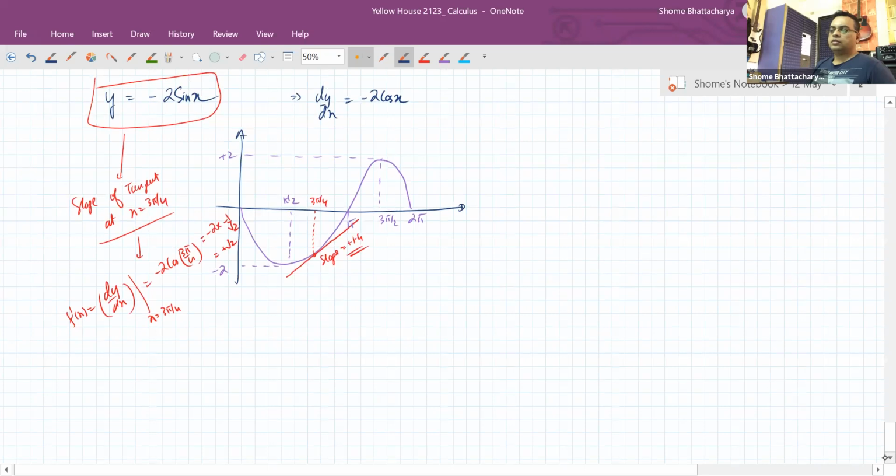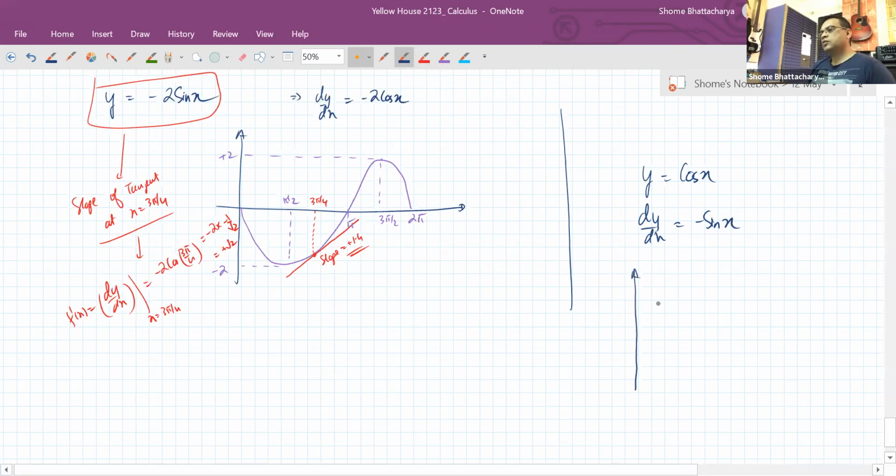So similarly, when y is equal to minus 2 cos x, dy by dx will become 2 sine x. If you take y as, for example, cos x, then the derivative of the function is minus sine x by formula. So if it is minus 2 cos x, the derivative will become plus 2 sine x. Okay. So for example, if you compare the graph of cos x now, here the function itself is cos x.